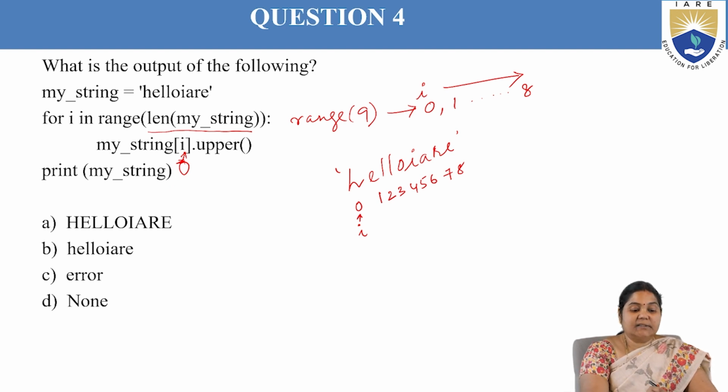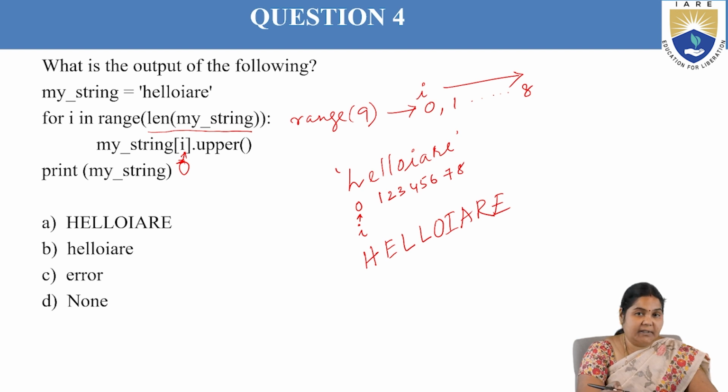Now, at the 0th location, what character is there? That is H, and it is converted into uppercase. Yes, it is going on. Second time, i becomes 1, so again it is converted to E. Third time, it is converted. So it will be converted internally like this. Internally you are converting like this, but are you storing it anywhere?